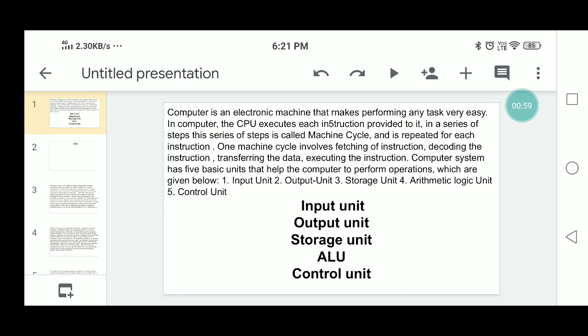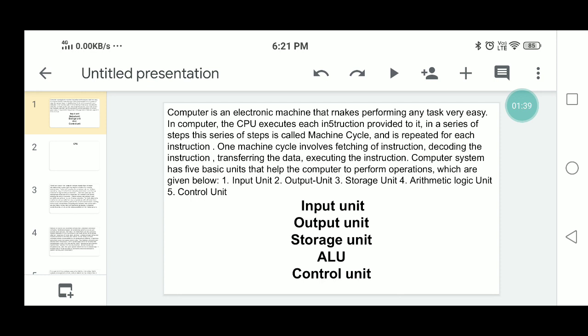The next, what is a computer? A computer is also called a data processor. It's an electronic device, a machine. Why is it a data processor? Because it can store, process and retrieve data whenever desired. In layman's language, it's an electronic device that makes performing any task very easy.